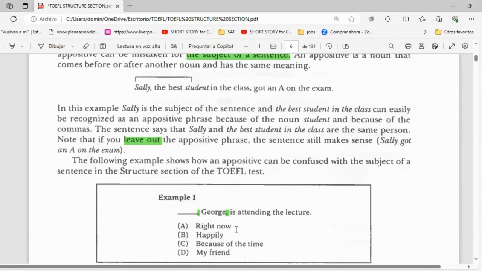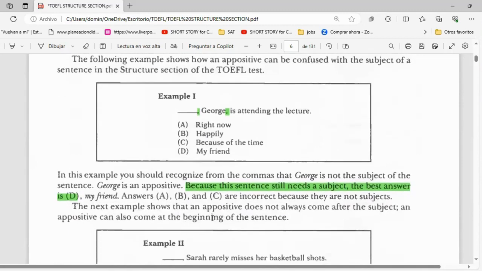Okay? So right now, happily is not a subject. It's not a subject. The best answer to this is letter D because the sentence still needs a subject. The best answer is letter D, my friend. Right? So be careful.